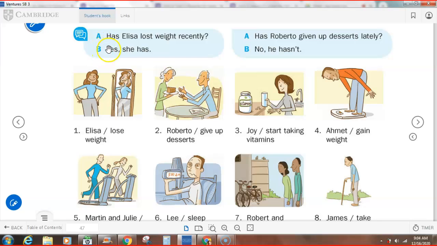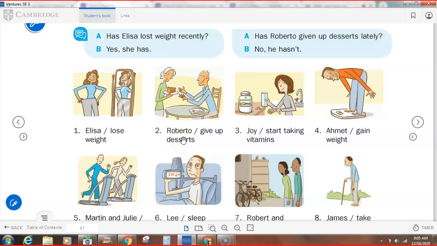I'll be A, you be B. Has Elisa lost weight recently? You read B. You still there, Geetha? Yes, I'm here. Can I make the sentence? So "Has", make a question and then answer the question. Has Alisa lost weight recently? Yes, she has. Good.